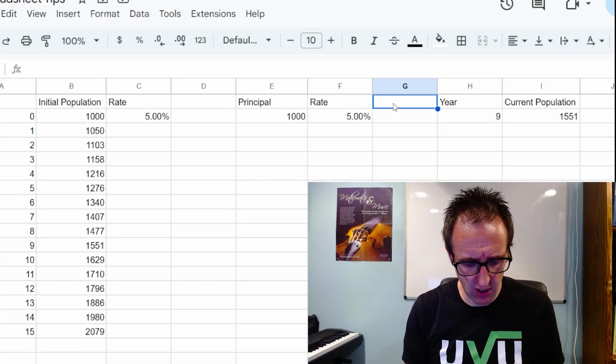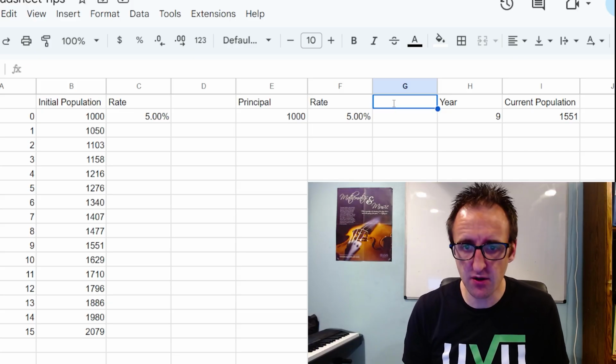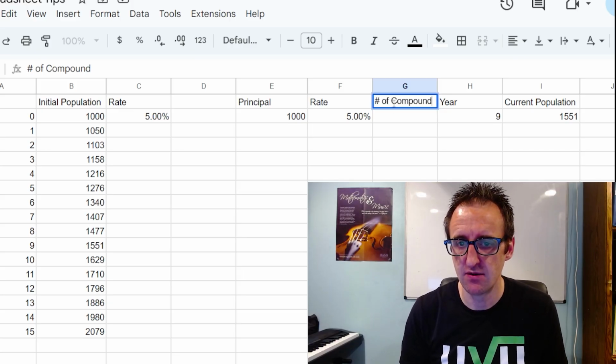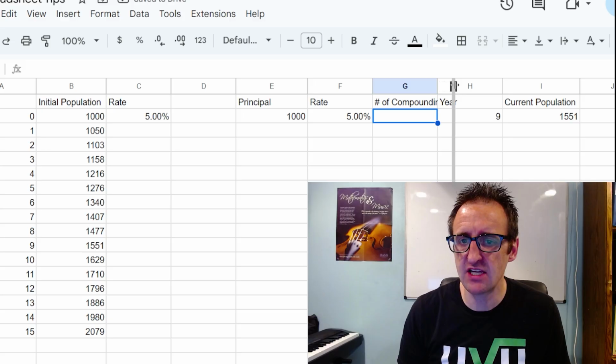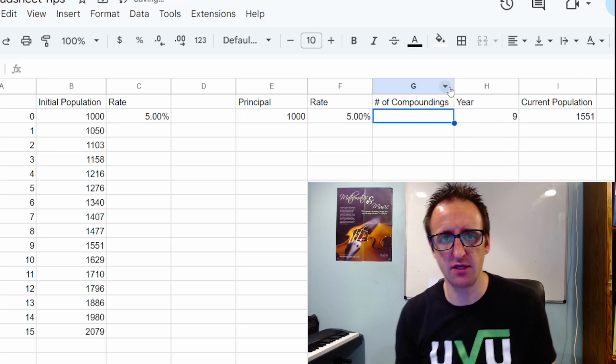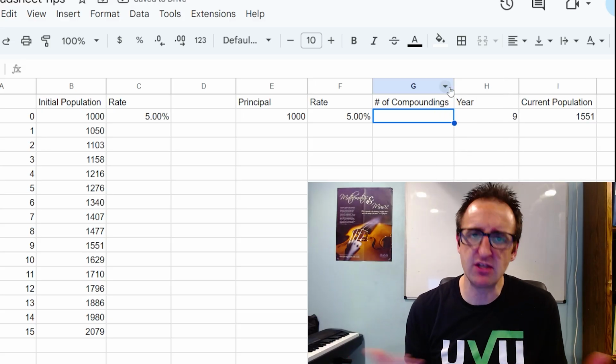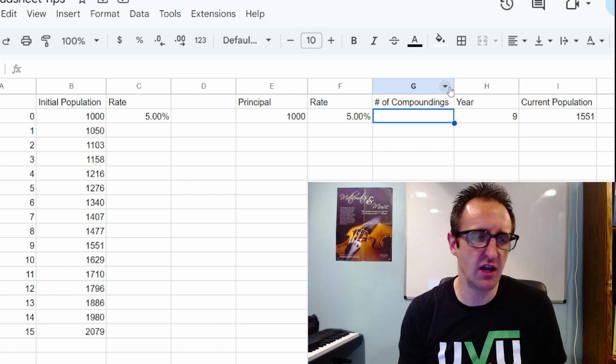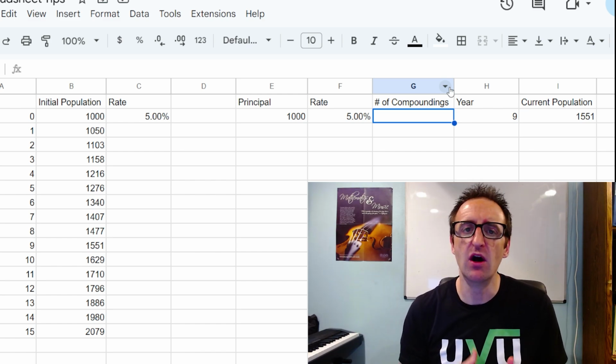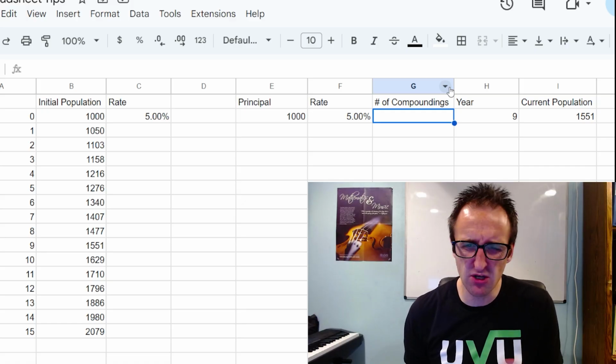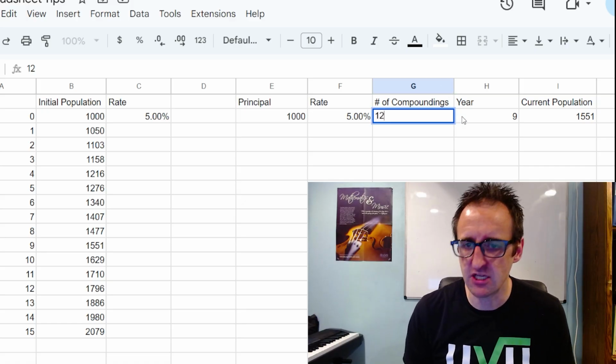For this third column, what I'm going to put in is the number of compoundings every year. So this is how many times you're going to receive interest on this investment. For most things, it would be 12 because you're going to get it monthly. So if you have a bank account, you're going to get interest on that bank account monthly, and so the interest is compounded monthly. So let's go ahead and put 12 compoundings per year in just for now.